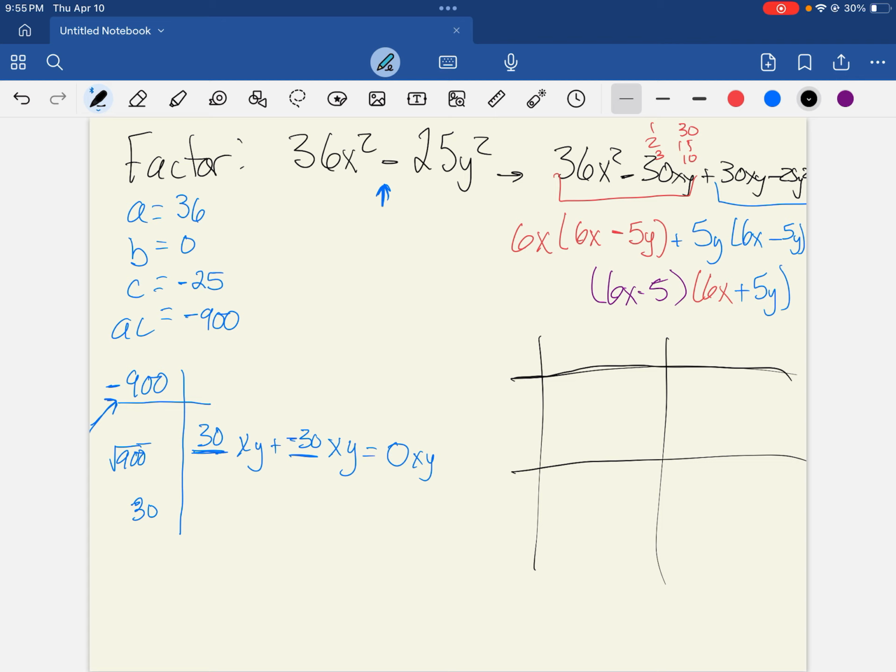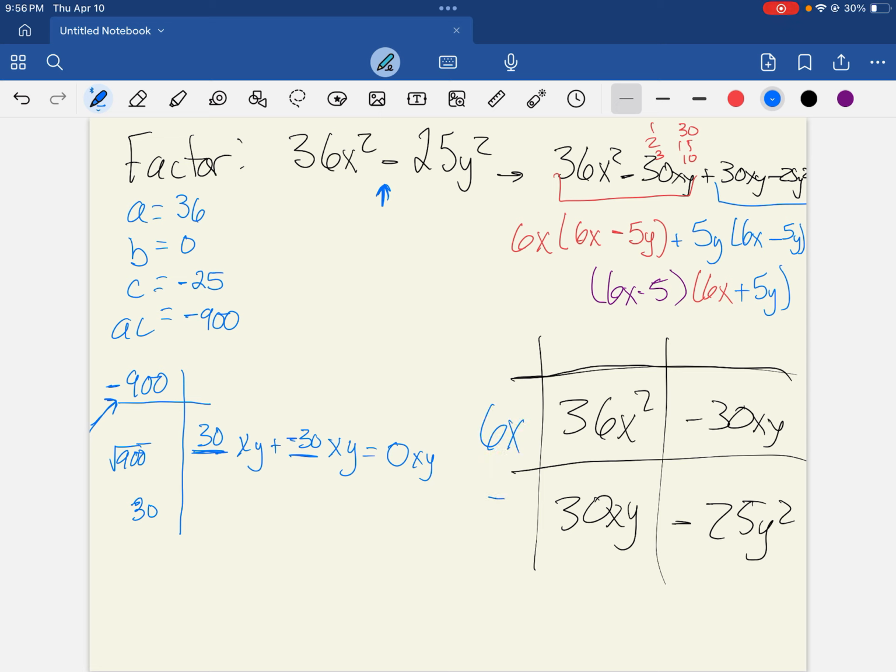Now, if you prefer the box method, I'd have my 36x squared, negative 30xy, positive 30xy, and negative 25y squared. Again, I'd go through and find those GCFs. So this would be 6x, 5y, 6x, minus 5y. And there's how it would look for the box method. You're going to notice again I'm getting the same thing.